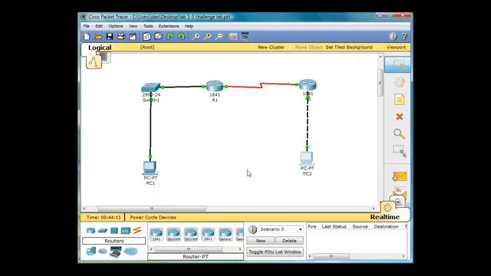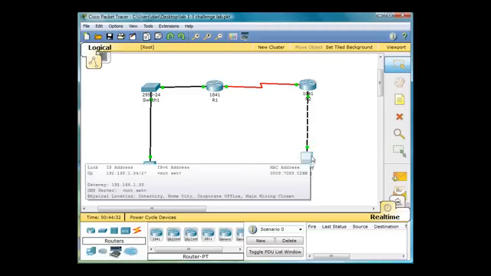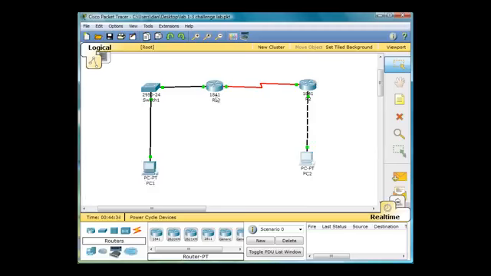Well, the answer is this. The PC has a gateway. So a gateway is kind of like a route. So if the PC wants to send a packet somewhere that it doesn't know about, it sends all packets to its default gateway. So it has a default route. It has a default route going this way. So the PC doesn't know how to get to this interface, but that doesn't matter because it's got a default route going this way. So it sends it to the router.